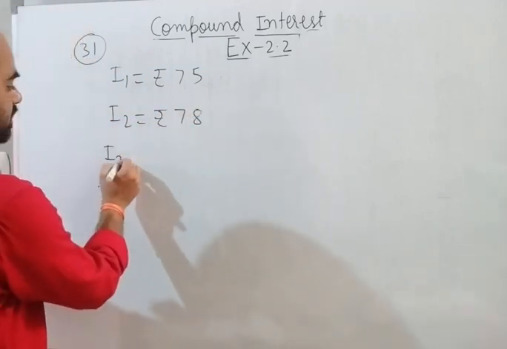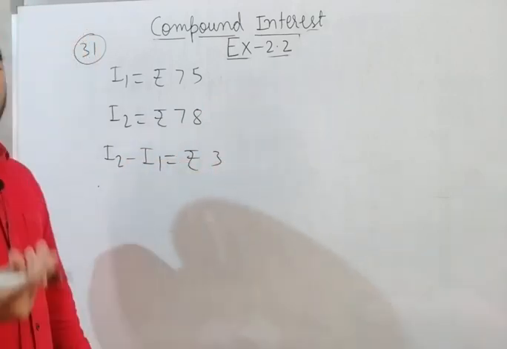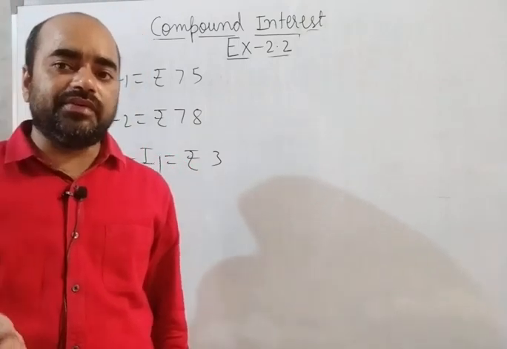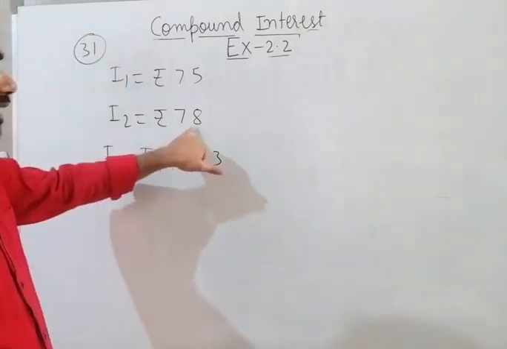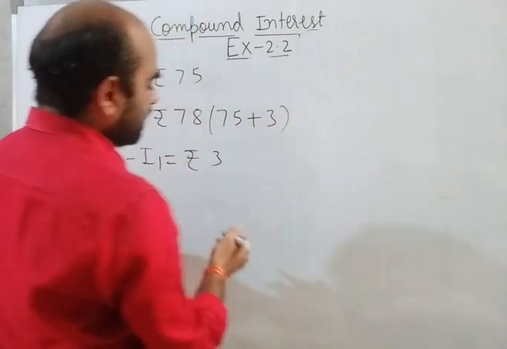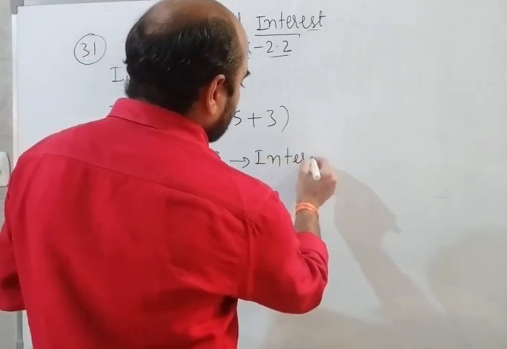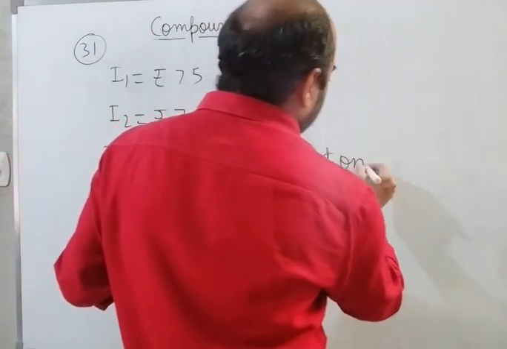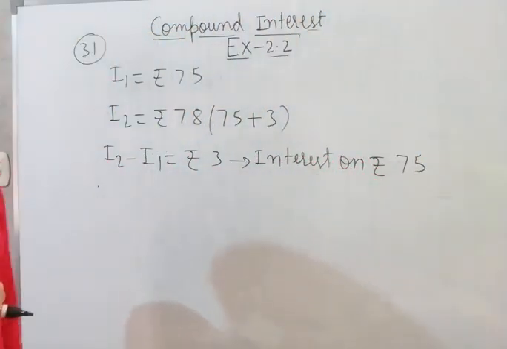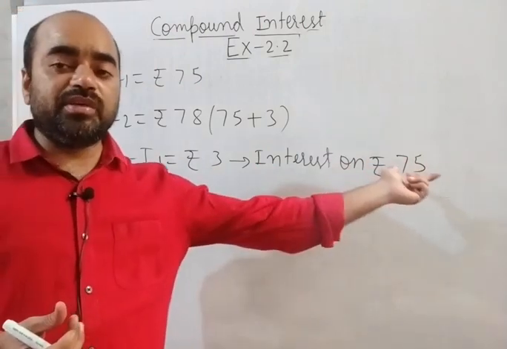So what is the margin? Rupees 3. Again we are using the concept: compound interest means interest on the interest. What is the margin? 75 plus 3. It means this rupees 3 is the interest on rupees 75, correct? Clear? It means this margin rupees 3 is the interest earned on rupees 75.